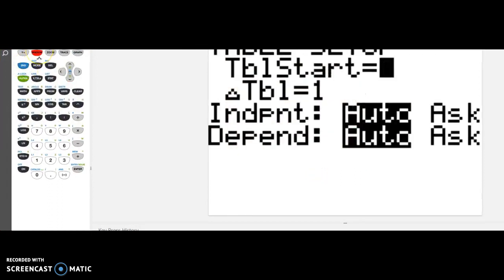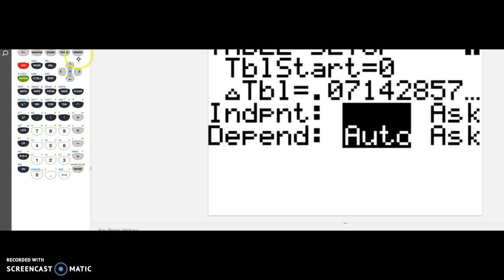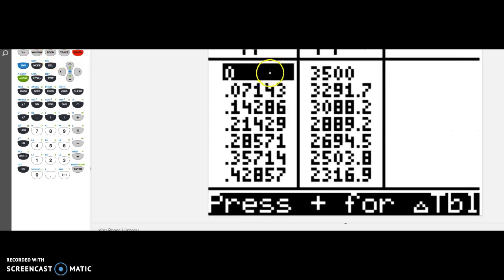Second window is the table start, or the table setup. I always want my table start to be at 0 to make sure it doesn't get off at all. And then delta table, I'll type in 1 divided by 14. I can go back to the table again. And notice there's a lot more x values in here, and there's a lot of decimals.